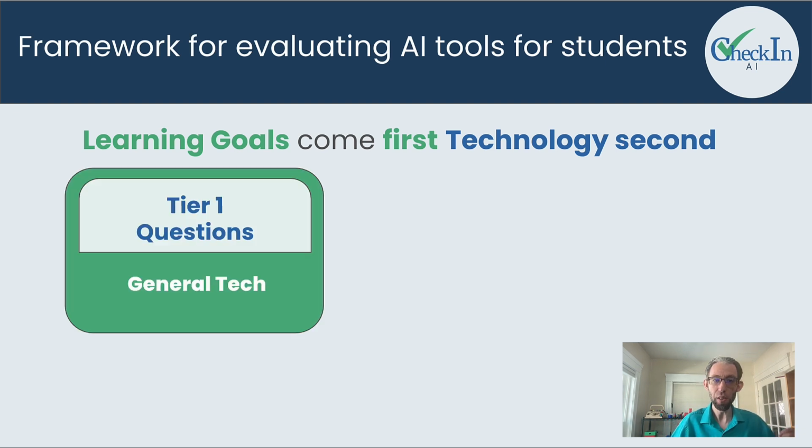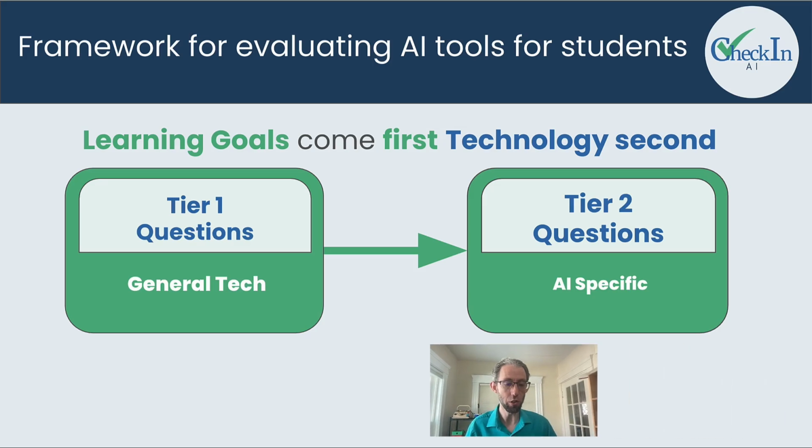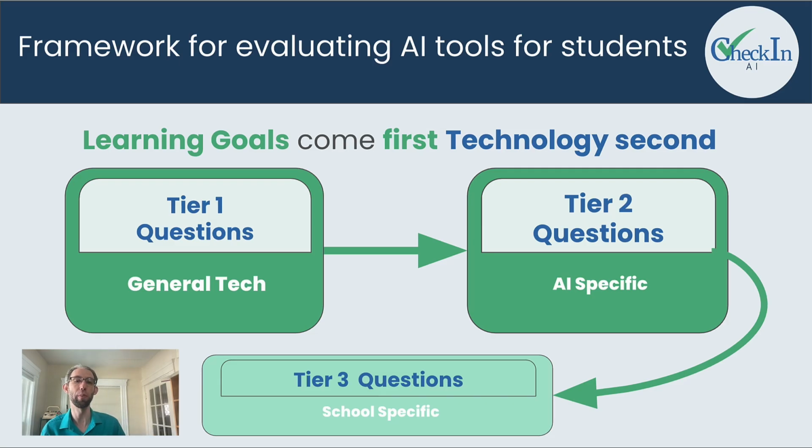Now, this framework has 3 tiers. Tier 1 has a bunch of questions, and those questions were adapted from what I used in my process for general ed tech. If a tool passes Tier 1, you bring it on to Tier 2, which is AI-specific questions. If it passes Tier 2, you go to Tier 3, which are school-specific questions, such as budget and technology infrastructure. I'm going to focus on Tier 1 and Tier 2 because Tier 3 is school-specific, and that will be up to you and your school.